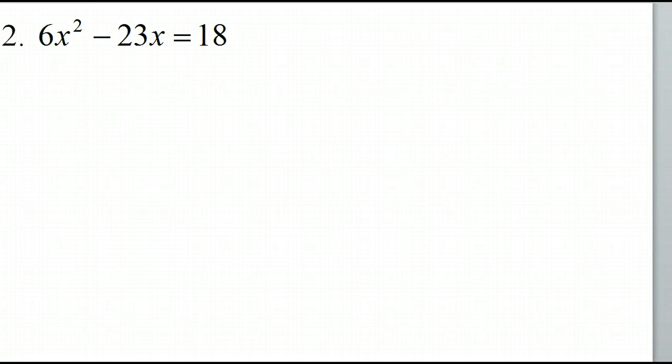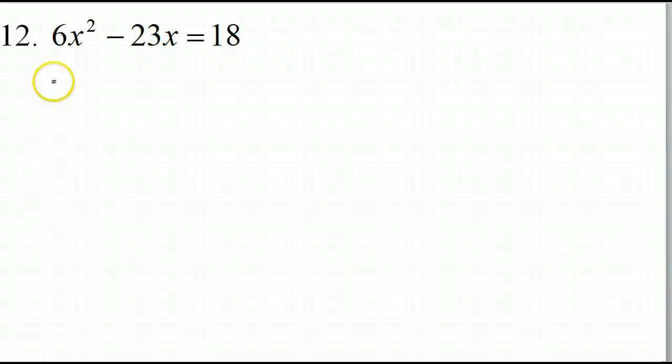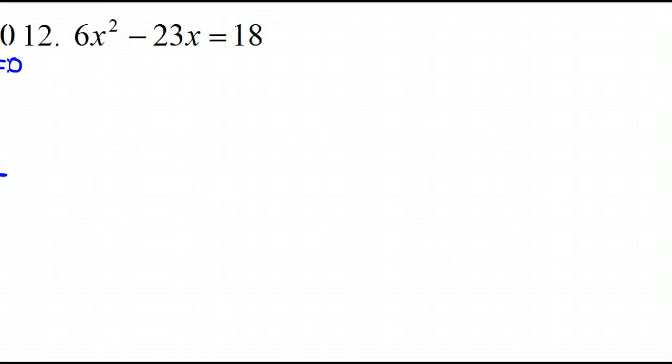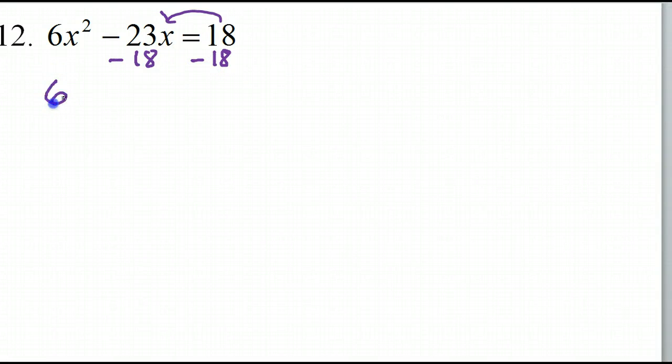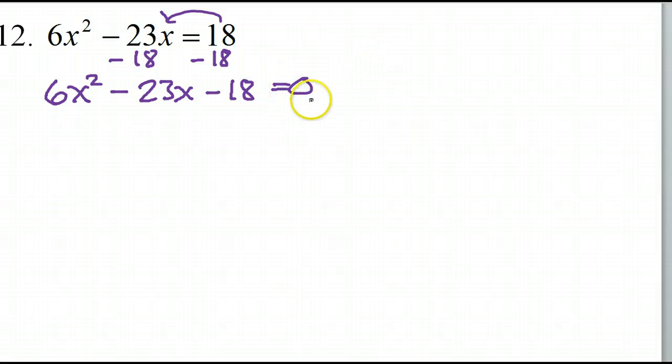Alright, I'm back, people. So, let's see. We need to make sure I'm doing the right color. This 18 needs to be over there, so let's go ahead and subtract 18 from both sides like this. So that is going to give us 6x squared minus 23x minus 18 equals 0. Alright, and we'll factor it from there.